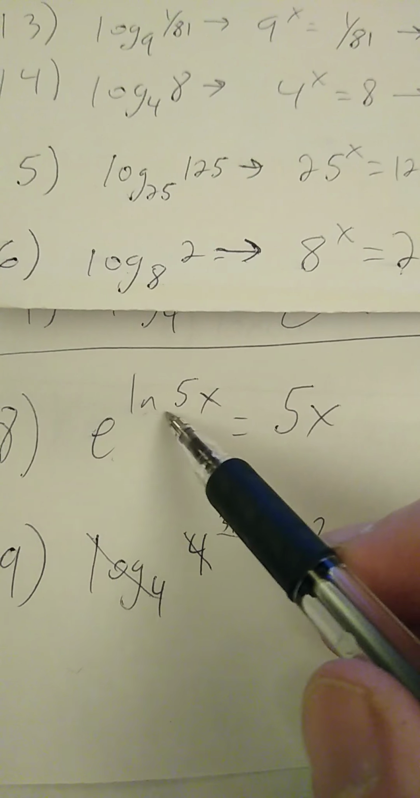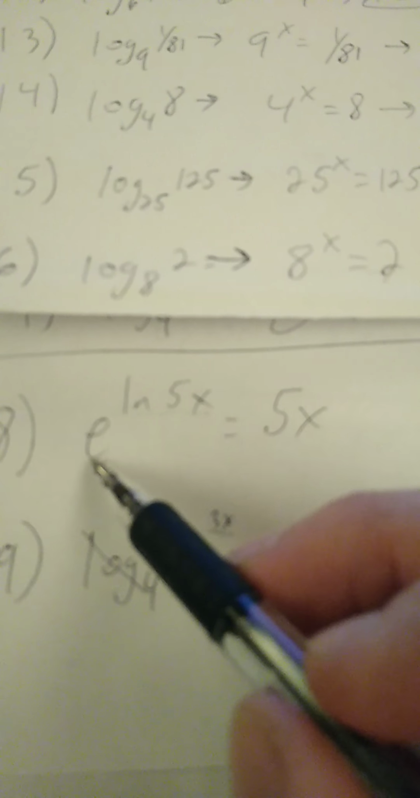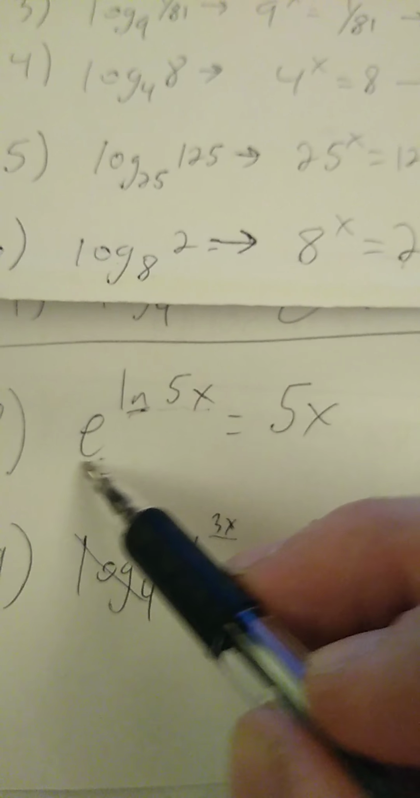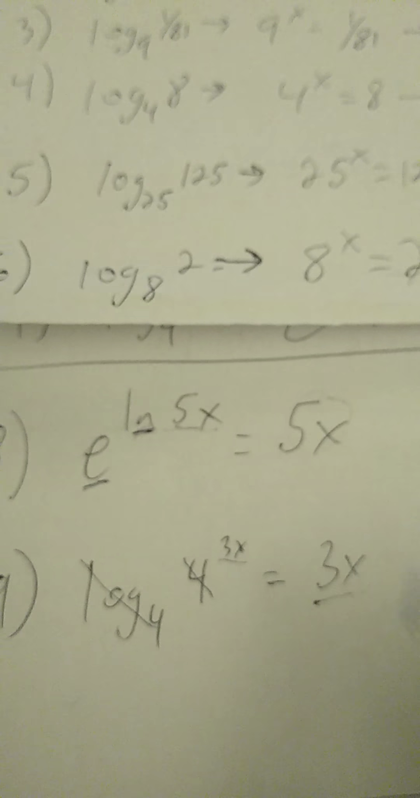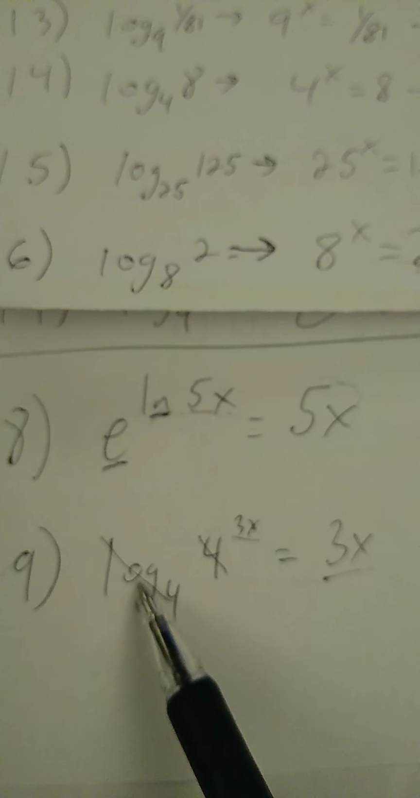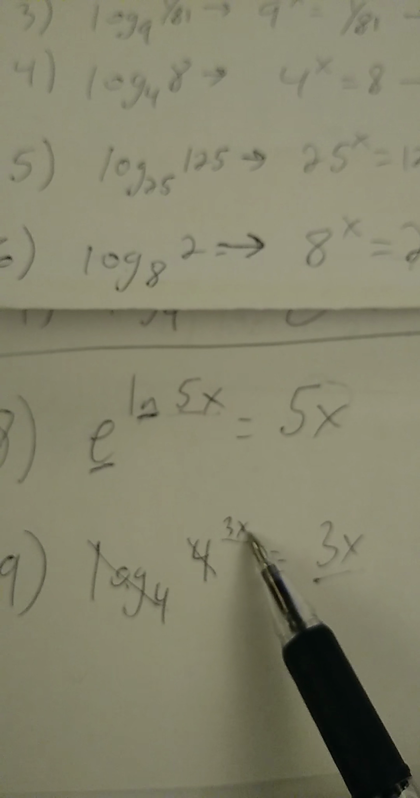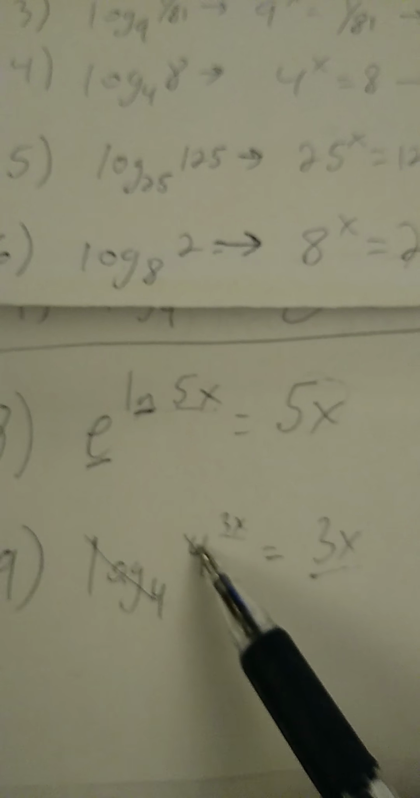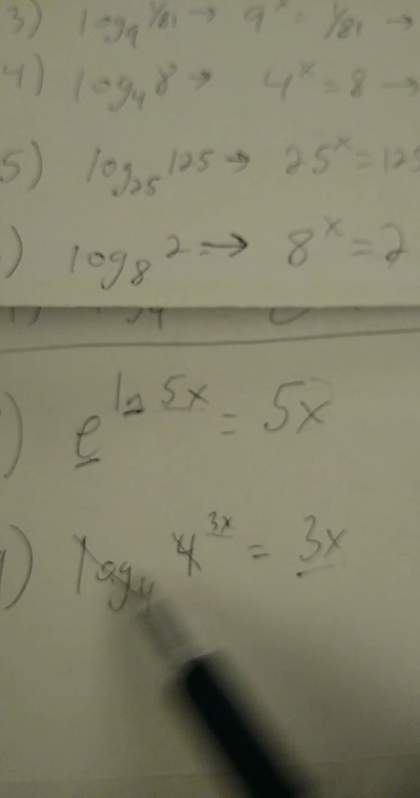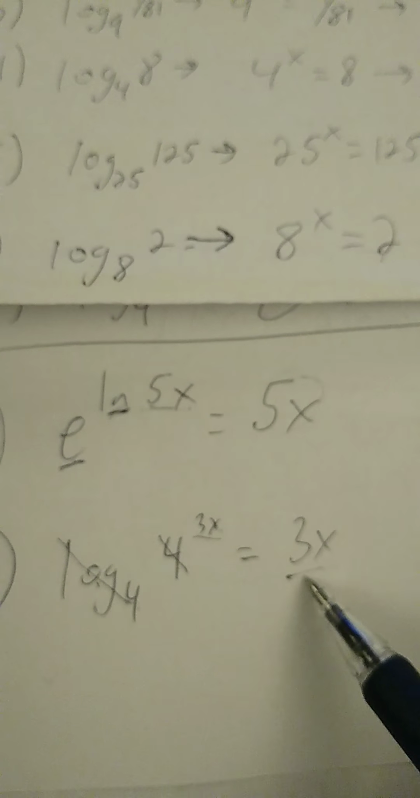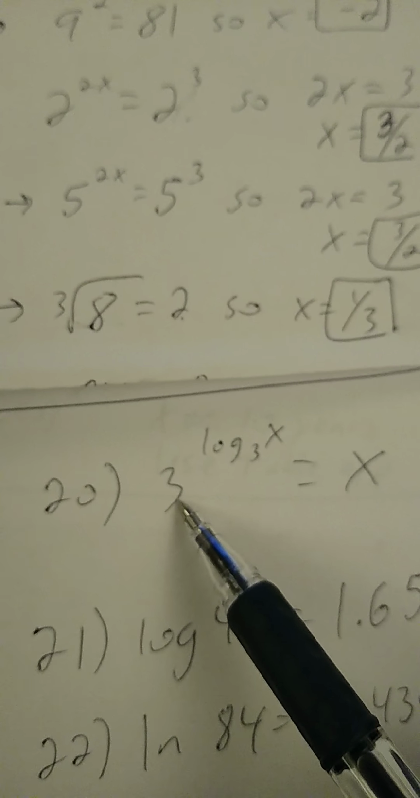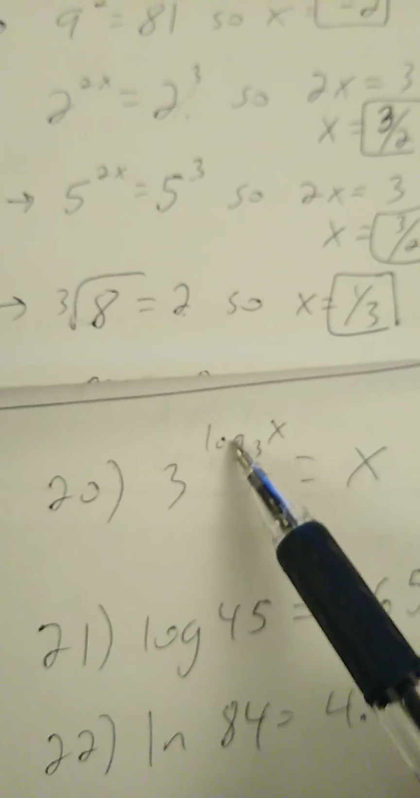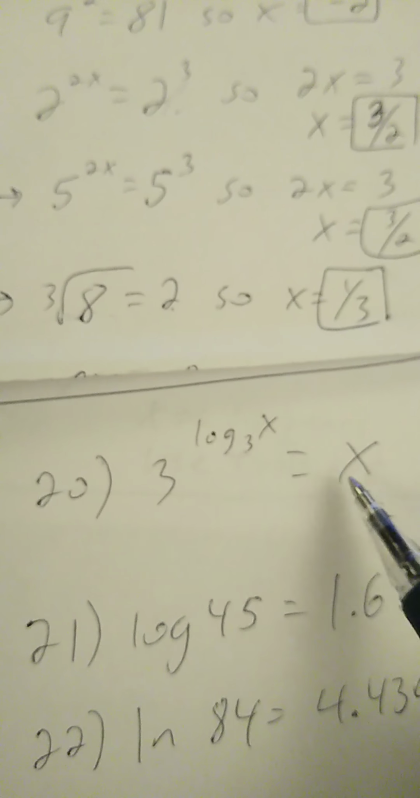e to the ln of 5x is the question. We know e and ln are inverses of each other, exponential base e and log base e. So the answer is just 5x. Again, I have log base 4 of 4 to the 3x. The logarithm and the exponential are inverses, so they will undo each other, and the answer is just 3x. And again, I have an exponential base 3 and a log base 3. These will undo each other, and the answer is just x.